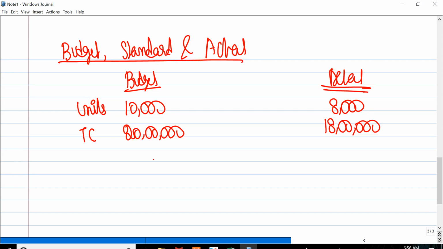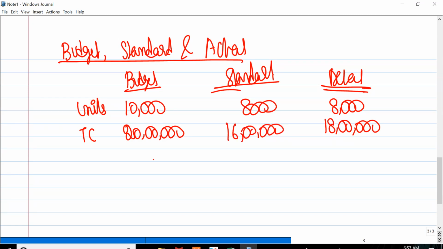He has produced 8,000. So what? You told me to incur 20 lakhs, but total cost for 8,000 units should have been 16 lakhs. So I'll write in between: standard. How do you calculate standard time in the labor chapter? With the help of actual output. So any standard is always computed with the help of actual output. So for 8,000 units you should spend only 16 lakh.